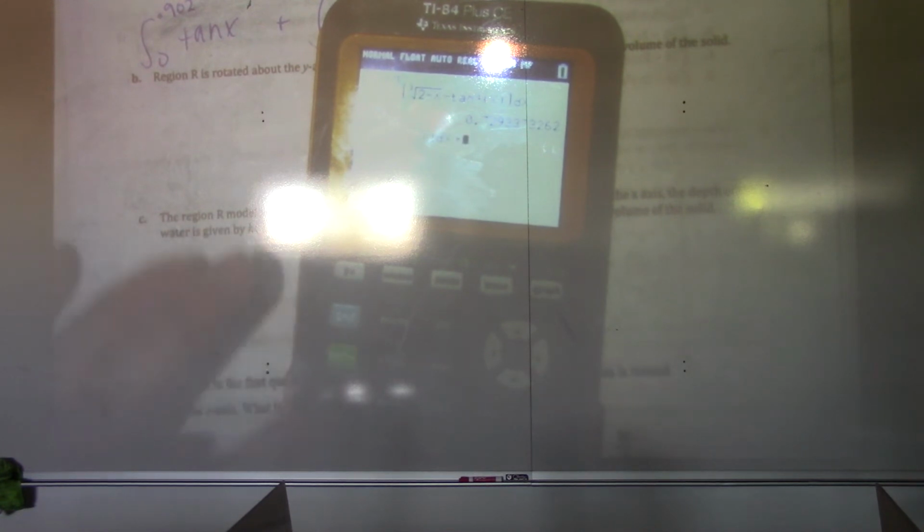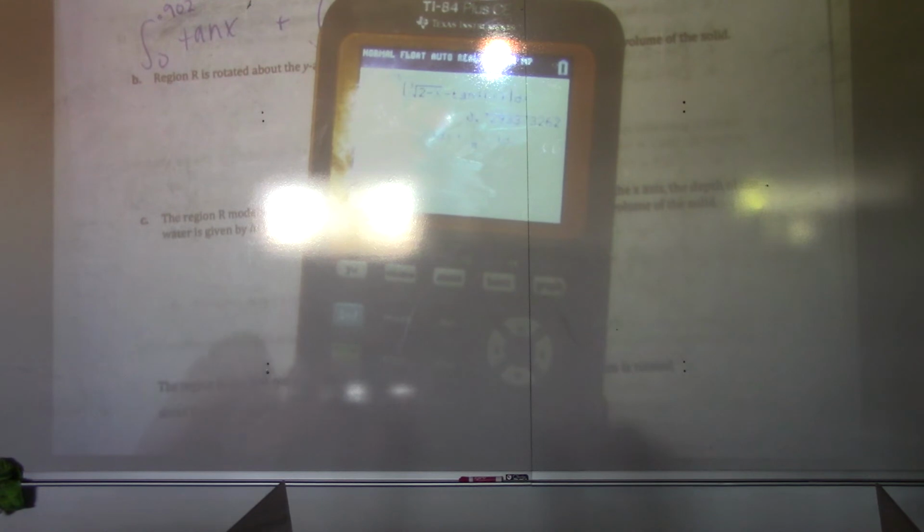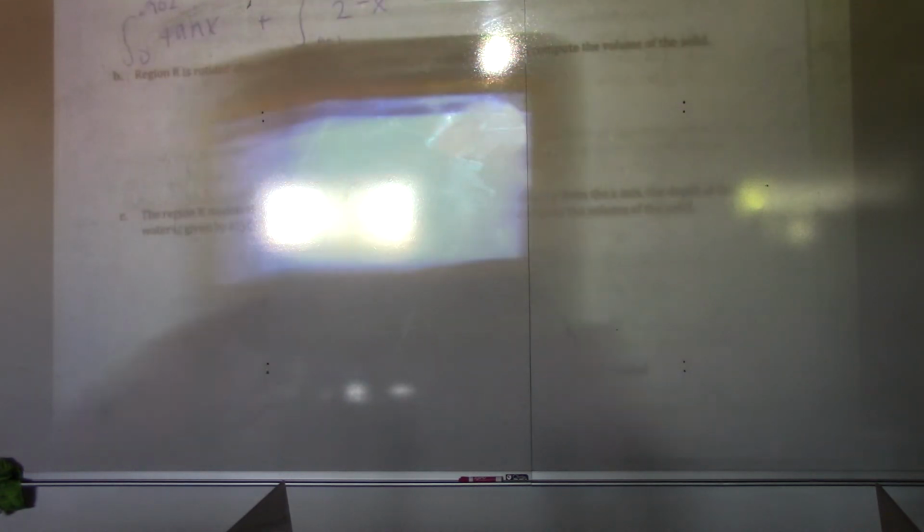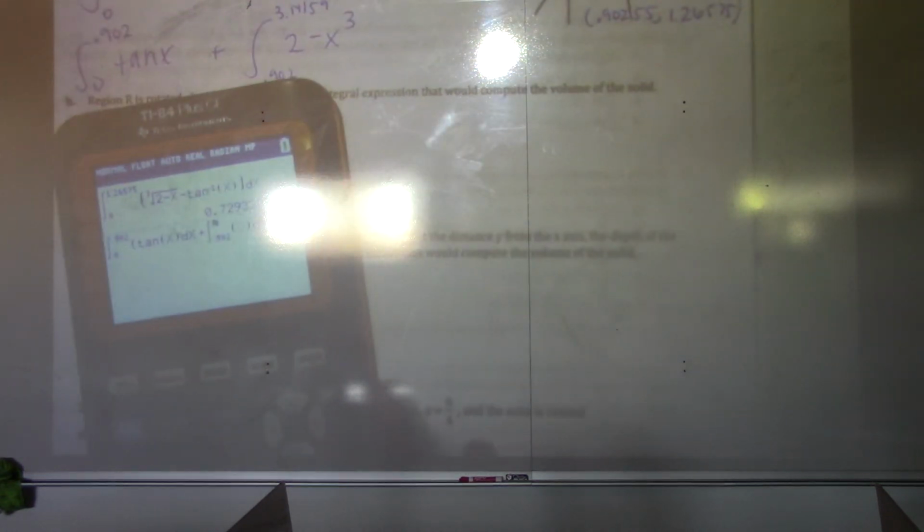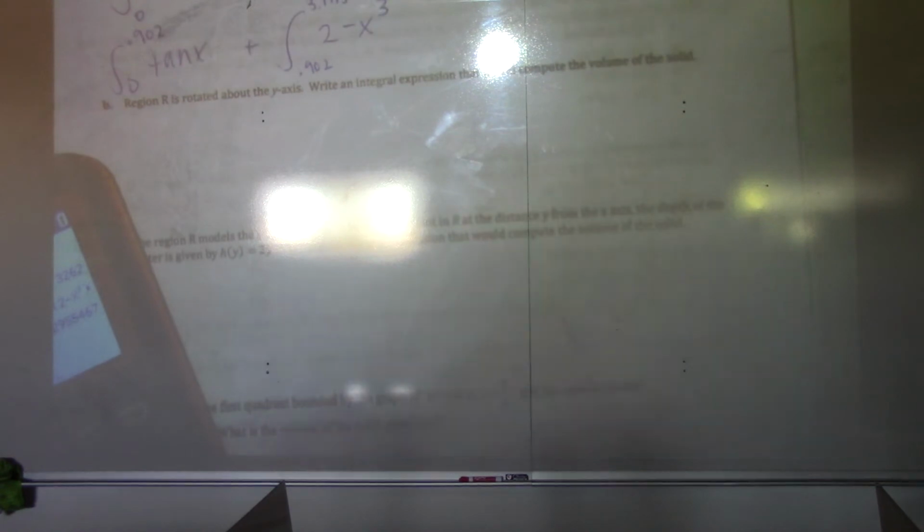Plus, and now these are separate integrals, right? Because I'm actually changing the bounds. Now I want to go from 0.902 to 3.14159 and 2 minus x cubed dx. Oh no, I should be getting the exact same answer. I must have messed this up.